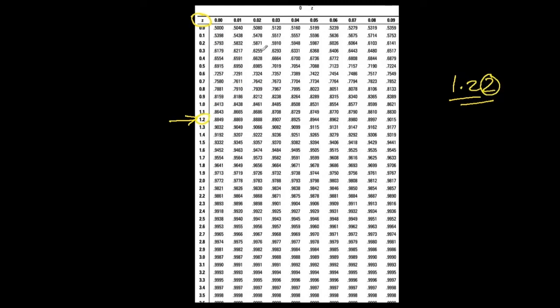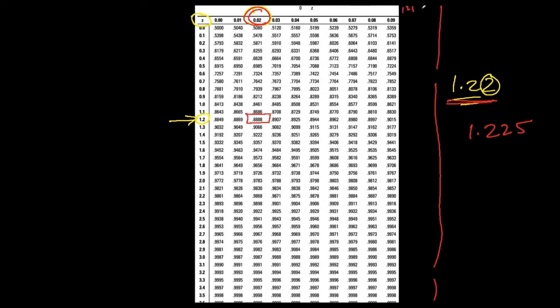If you see, let me change the color for you. This is 0.02. So wherever they're crossing here, 0.8888. This is the probability related to z-score 1.22. In some cases, if it is 1.225, there is another column here, additionally. And in that case, they will write 1, 2, 3, 4, up to 9.